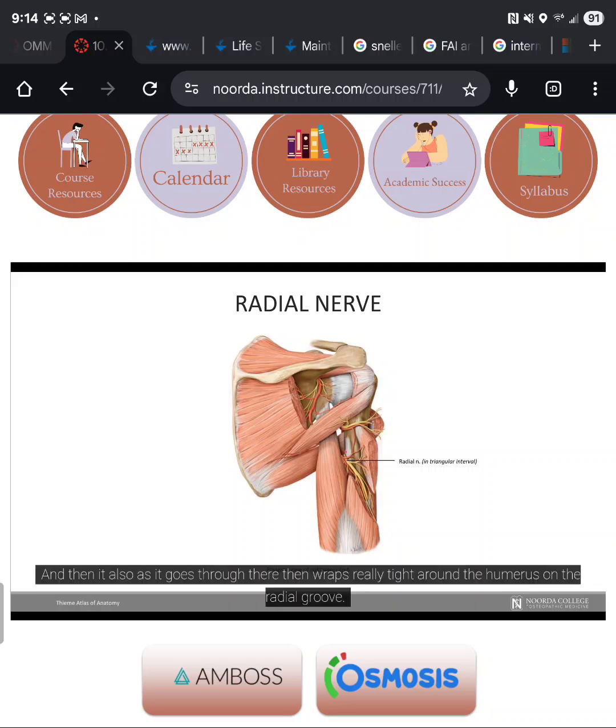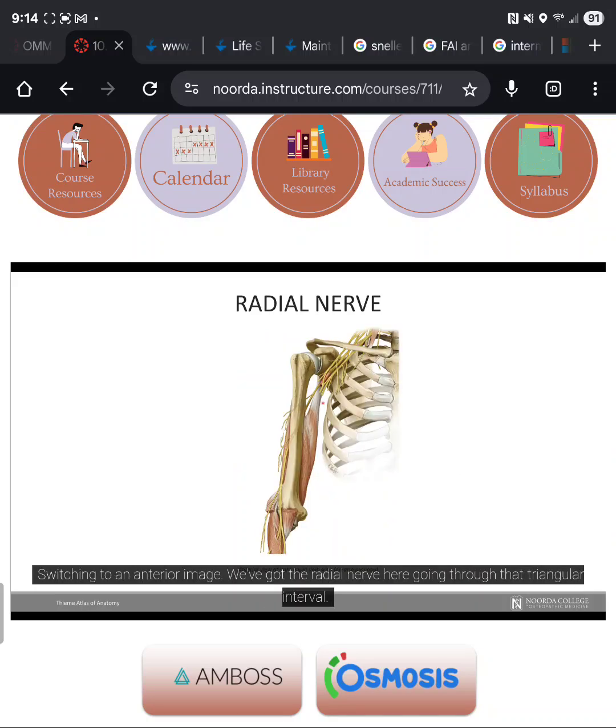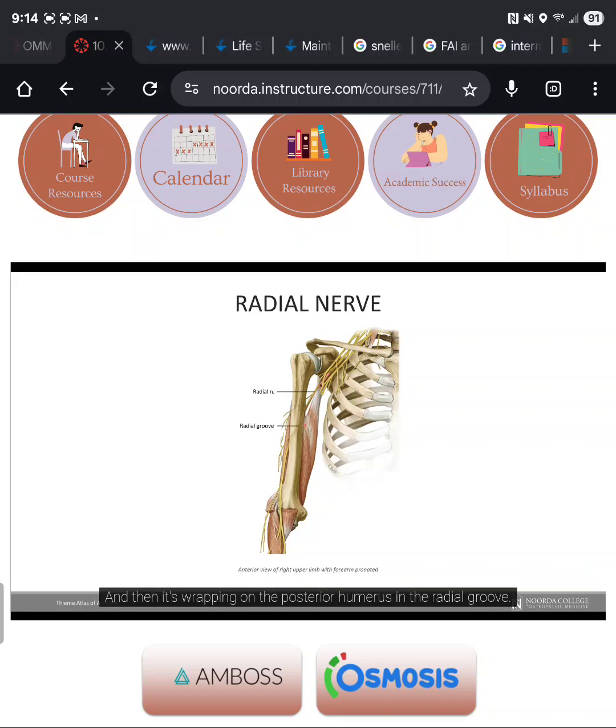And then also, as it goes through there, it wraps really tight around the humerus on the radial groove. Switching to an anterior image, we've got the radial nerve here going through that triangular interval, and then it's wrapping on the posterior humerus in the radial groove.